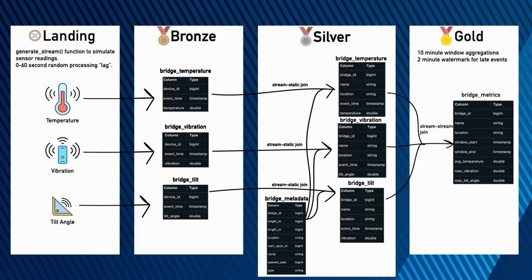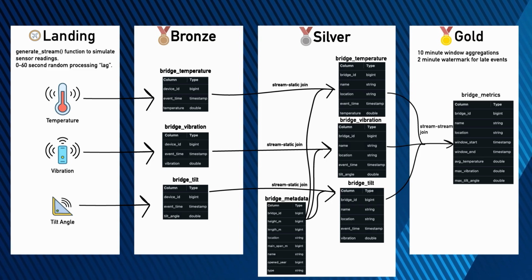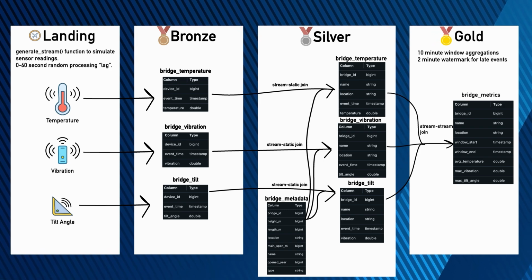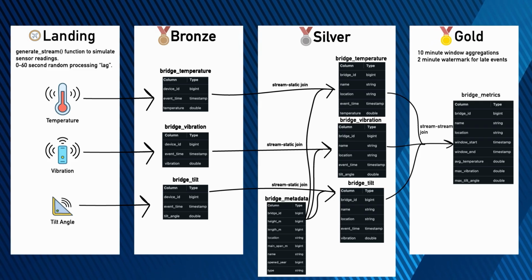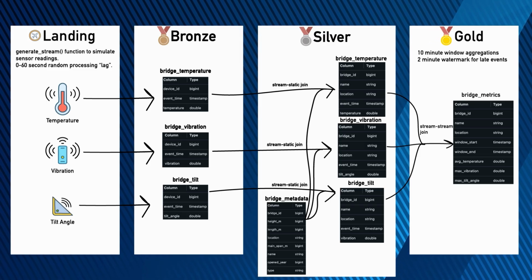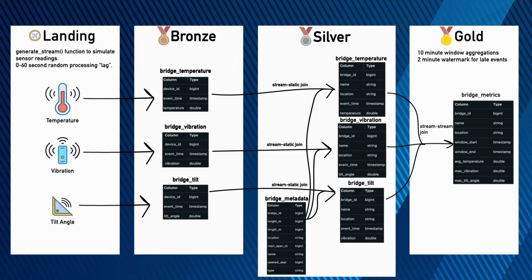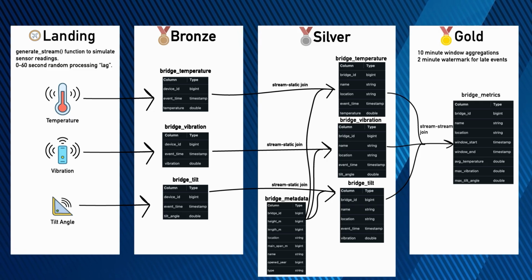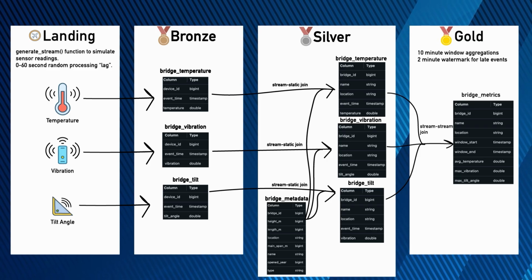We then join the 3 aggregated streams together on the exact same keys: bridge ID, window start, and window end. This stream-to-stream join ensures that each output row contains all 3 metrics for the same bridge and interval period. The final result is an append-only, production-ready table with 1 row per bridge per 10-minute window, delivering a unified view of temperature, vibration, and tilt for real-time monitoring. Let me clarify that all of the tables, except for the bridge metadata table, are streaming tables, and the entire DLT pipeline is incremental. It only processes new or changed data.